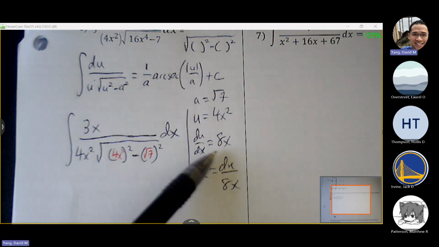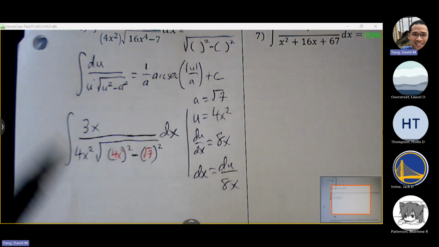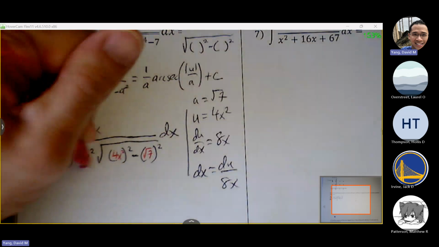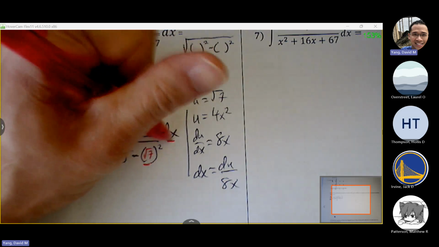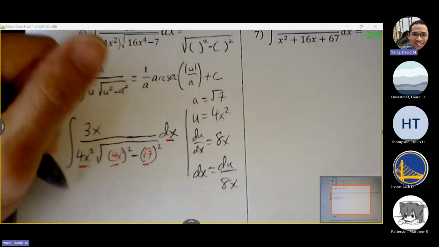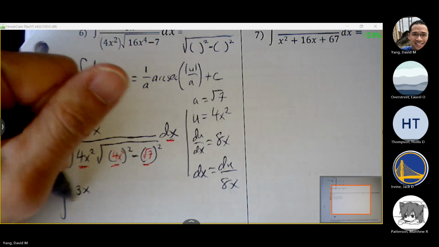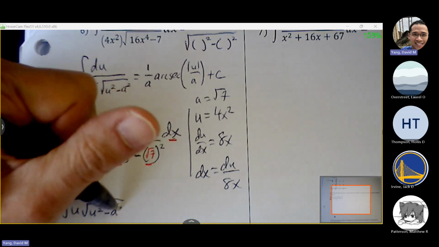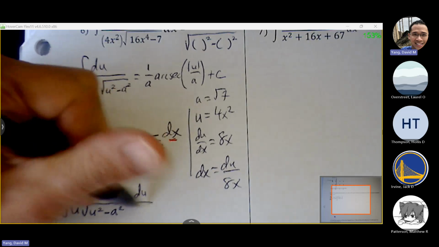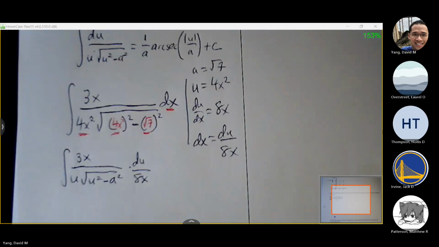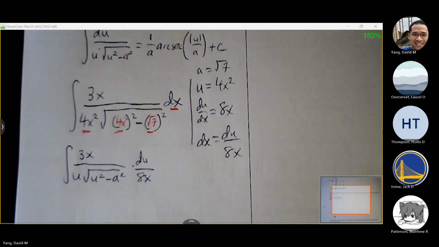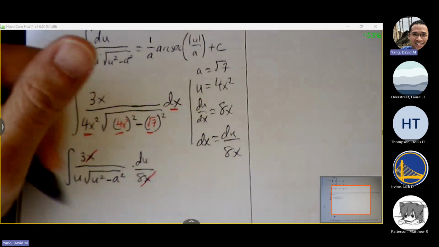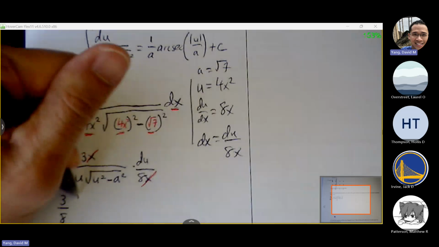So the derivative d over dx is 8x, and dx is du over 8x. I'm going to start replacing all my parts with a's and u's and see what I have left. It should match up nicely with the rule that I have in front of me. The x's cancel out. That's good. We do have to keep track of a 3/8.